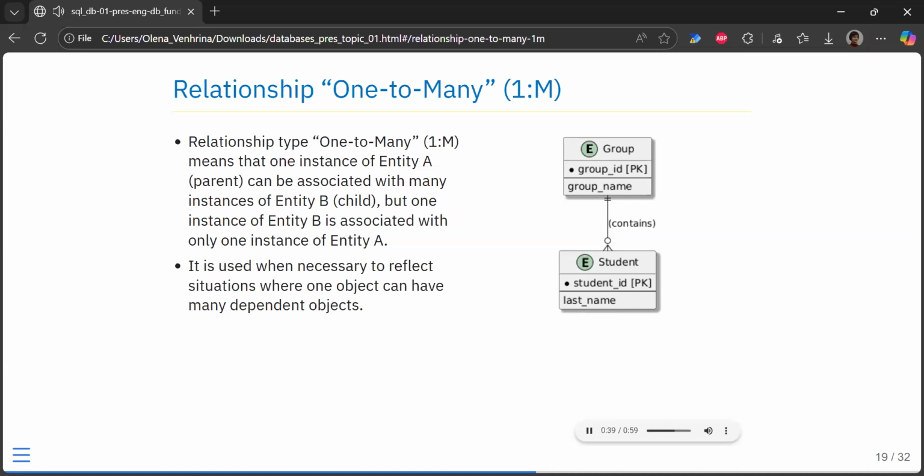It is this relationship structure that allowed us to solve those data anomalies we saw earlier. In crow's foot notation, we mark this clearly: a vertical dash on the one side, group, and a crow's foot symbol on the many side, students. This solves most of our tasks. But one question remains: what if logic requires many on both ends?